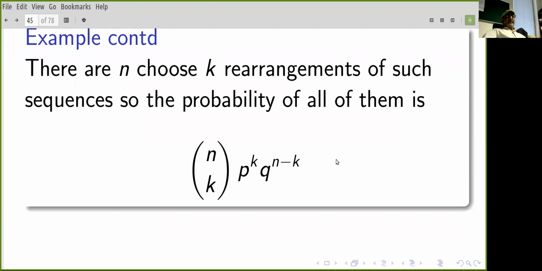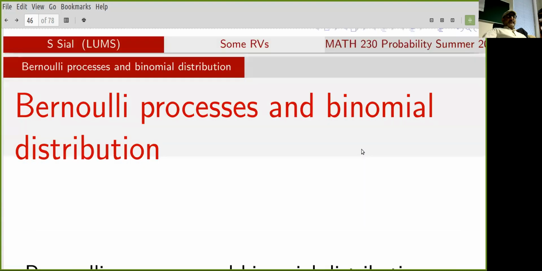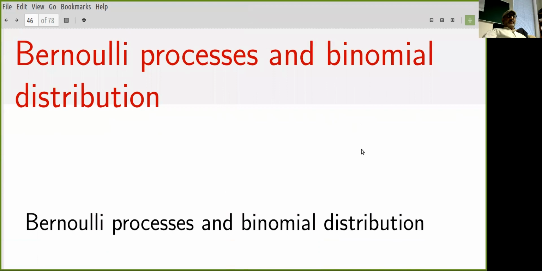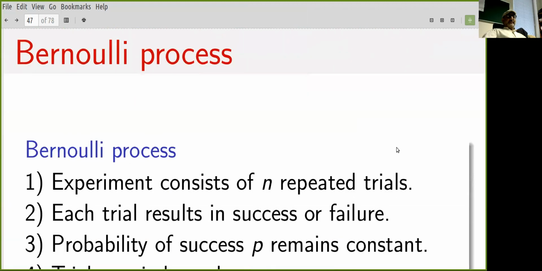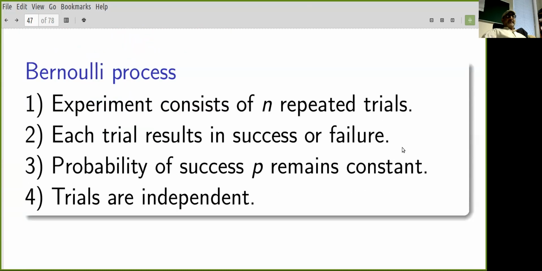So n choose k, p to the k, q to the n minus k. All right, now we go on to a related topic, the Bernoulli process and the binomial distribution. The Bernoulli process is, as we've been discussing, n repeated trials. Each trial results in a success or a failure. The probability of success p remains constant, and the trials are independent.